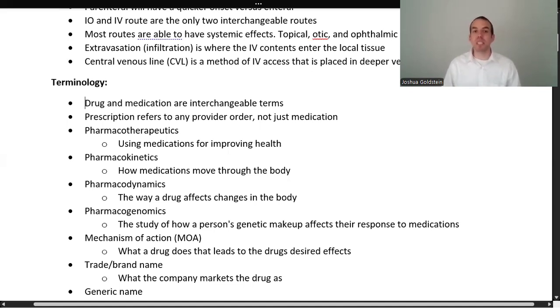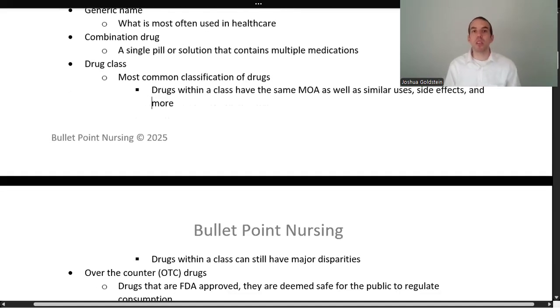Next, we have the trade or brand name, what the company markets the drug as. The classic examples would be Tylenol or Advil. Those are the trade or brand names. Next, we have the generic name. That is the name that we're actually going to use in healthcare. So for Tylenol, it's acetaminophen. For Advil, it's ibuprofen. We only use generic names in healthcare.